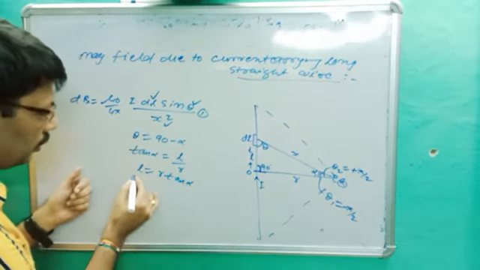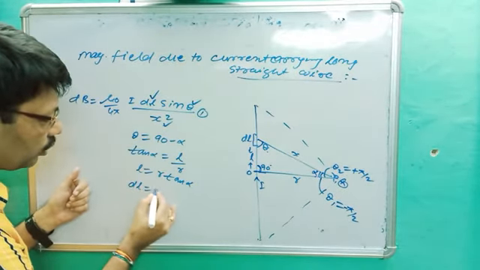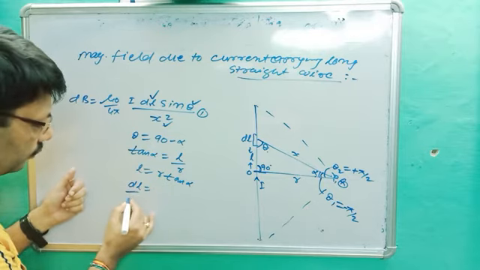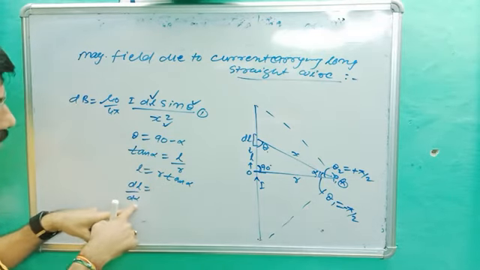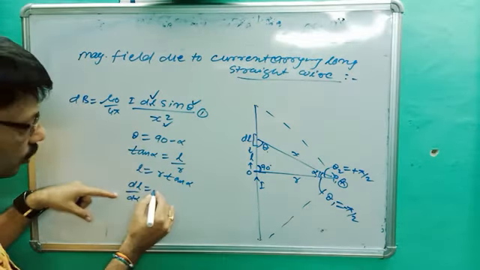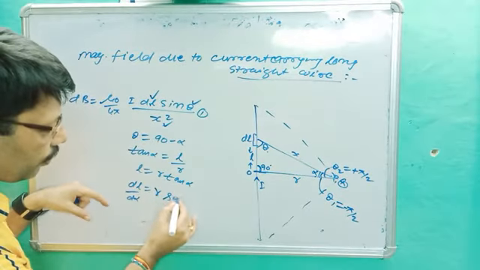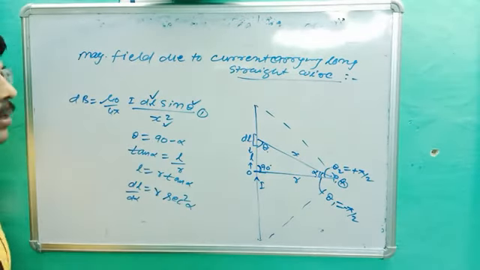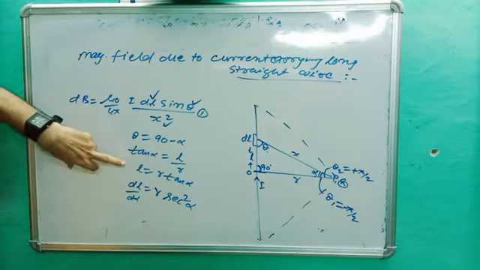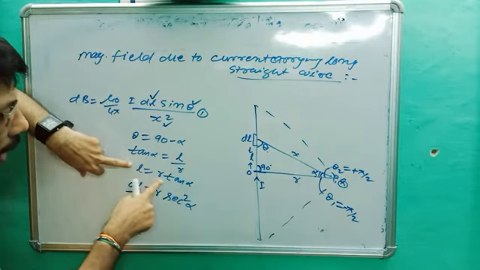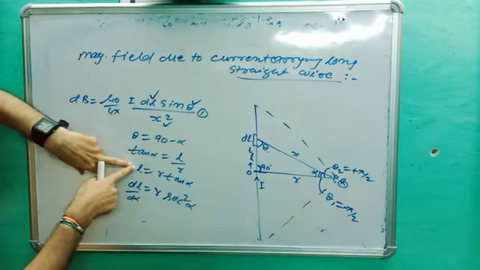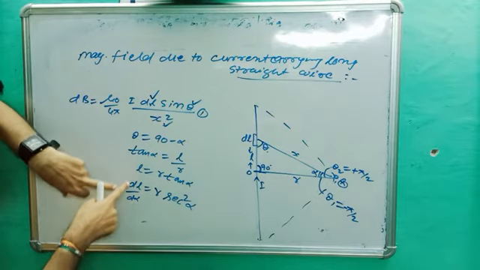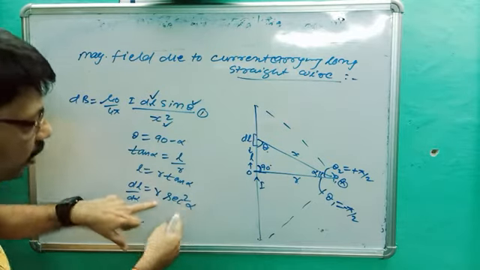Differentiate it. The differentiation of L, dl upon d alpha, with respect to alpha, is equal to R sec square alpha. Our aim was dl. First we get the value of L, L is equal to R tan alpha, then differentiate L with respect to alpha. dl upon d alpha is equal to R sec square alpha.